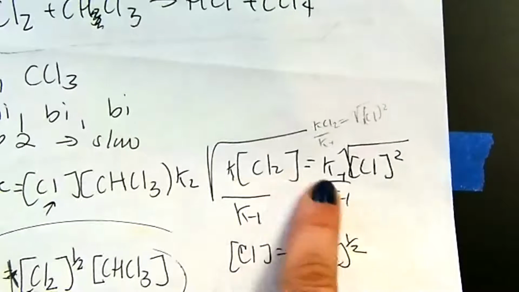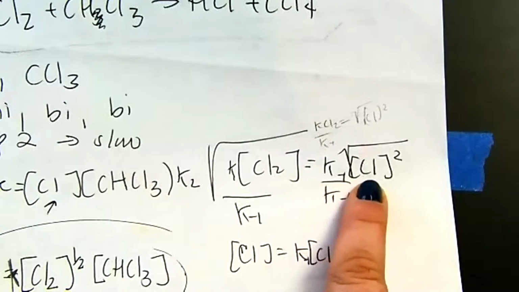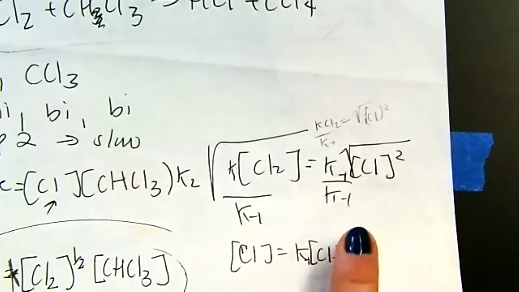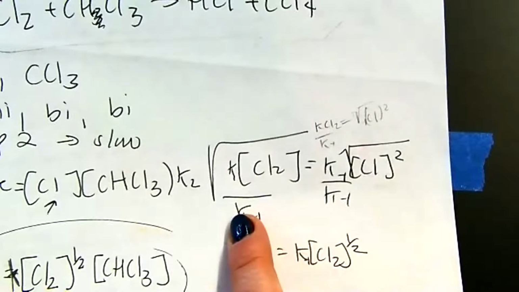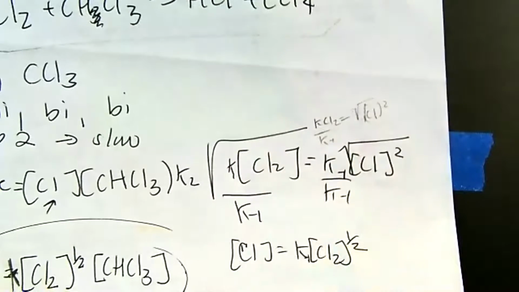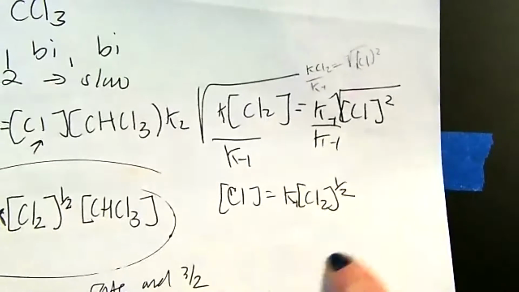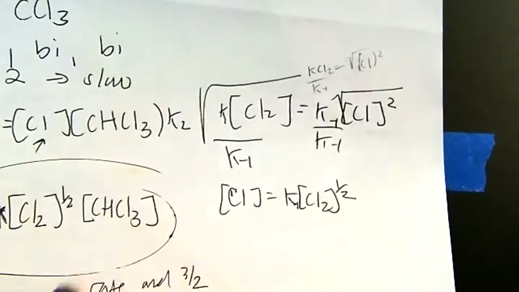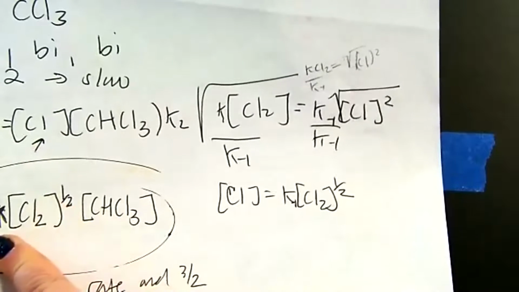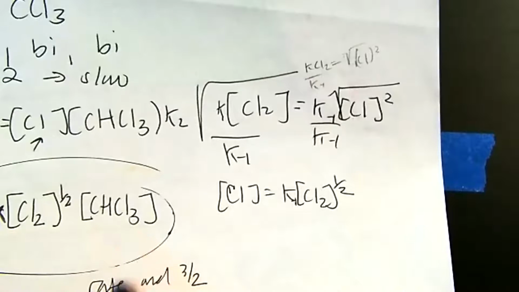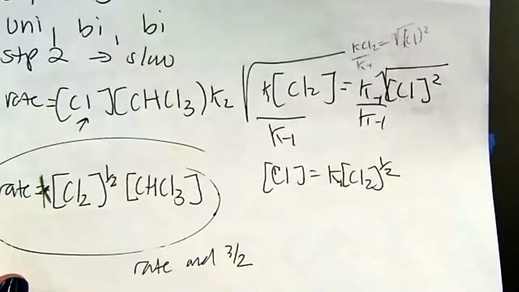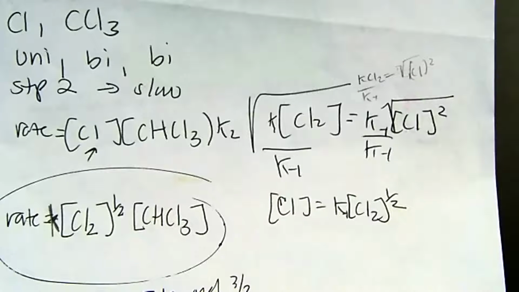K1 of diatomic chlorine equals K negative 1 of chlorine squared. Divide by K negative 1, divide by K negative 1. To undo the square, I square root. And my chlorine, square root is the same thing as raising to the 1/2. So now I can substitute this in for my intermediate. So I have chlorine to the 1/2 times K times CHCl3. The overall order would be 3/2. It didn't ask for that, but it gave you a hint like, hey, it's not an integer, it's going to be a fraction. Any questions on the warm-up?